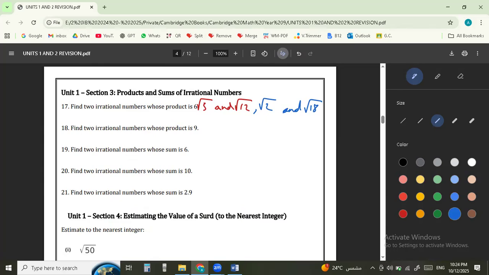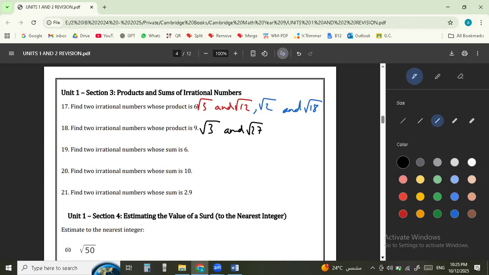Product of 9. Then I want root of 3 and root of 27. Why? Because I want root of 81. So root of 3 times root of 27, both of them are irrational, and they will lead up to square root of 81, which is 9.